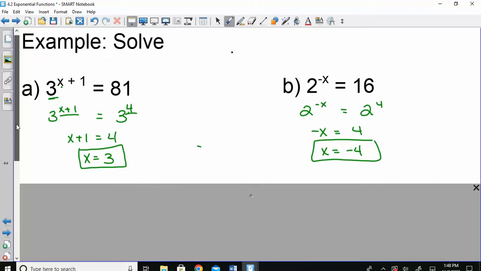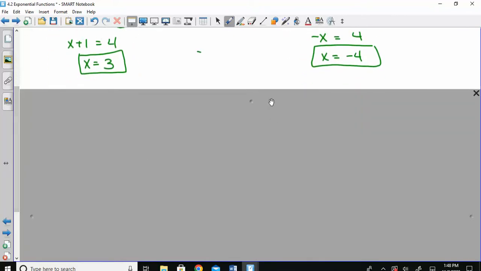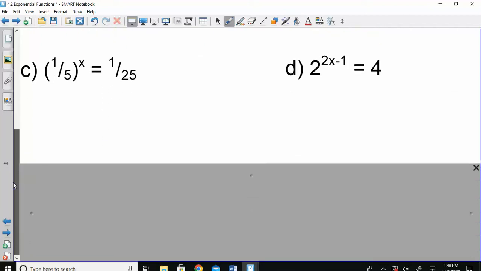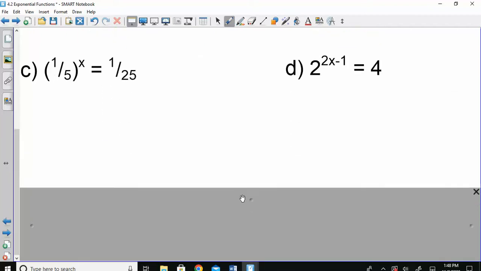You guys remember doing anything like this? Okay. Let's go ahead and do this next one. One-fifth to the x equals 1/25. There are a couple ways of doing this one. Any ideas?